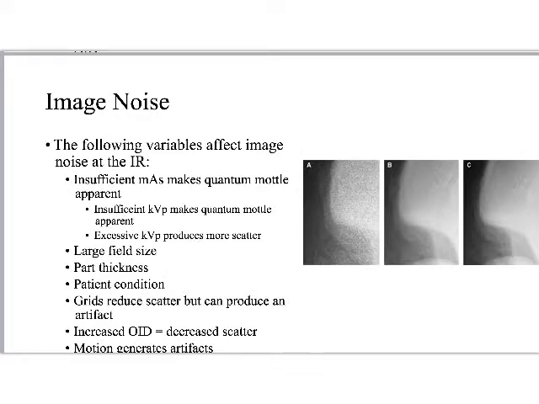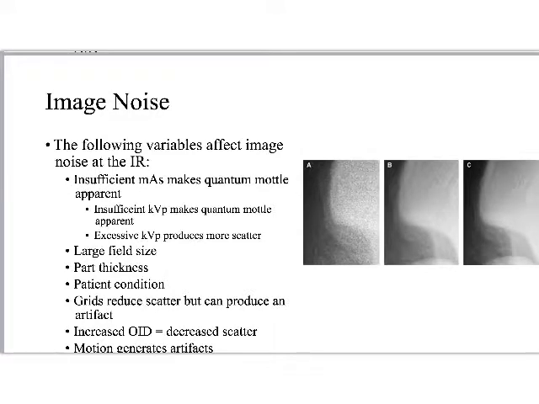Insufficient kVp makes quantum mottle apparent. So kVp does have some bearing on quantum mottle. We've said that primarily if we want to get rid of quantum mottle, we need to increase mass. But kVp also has some hand in it. Excessive kVp, though, produces more scatter. And if there's one big takeaway from this lesson, it's probably that.